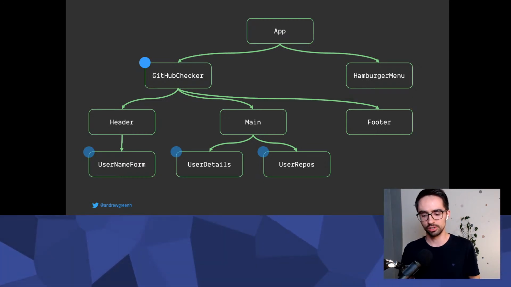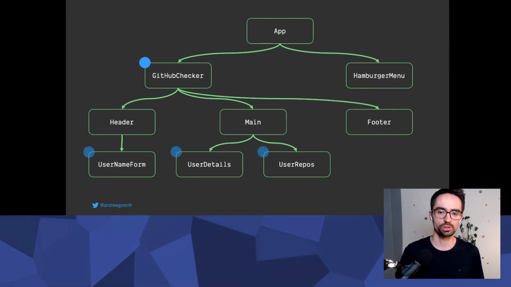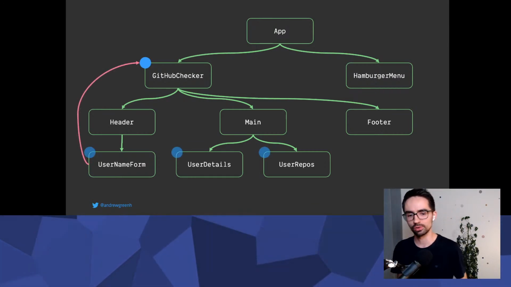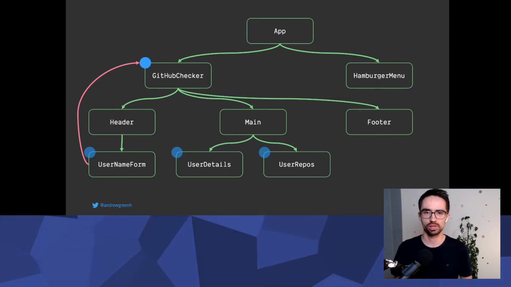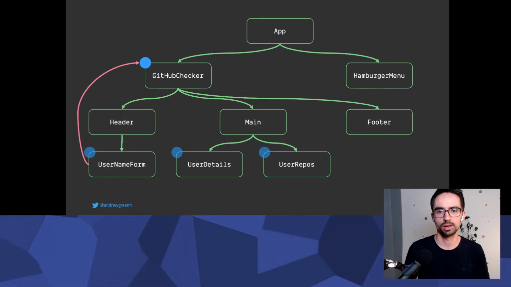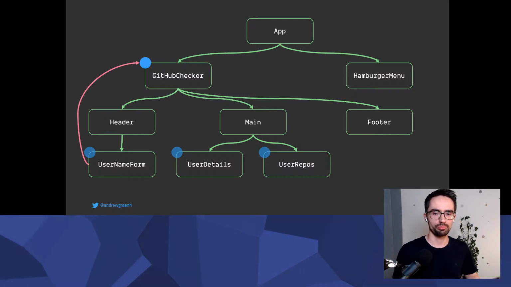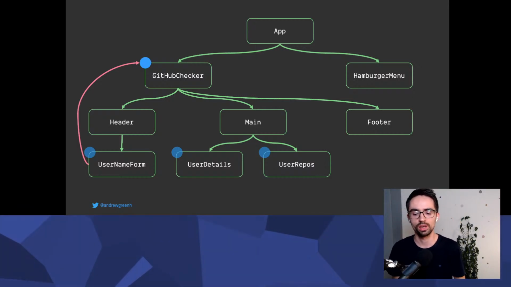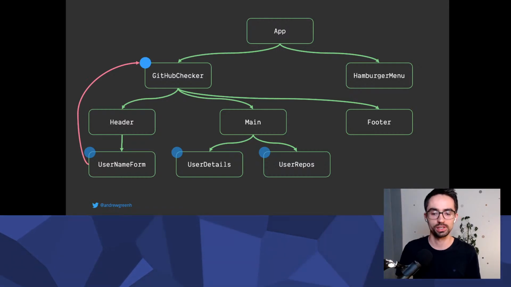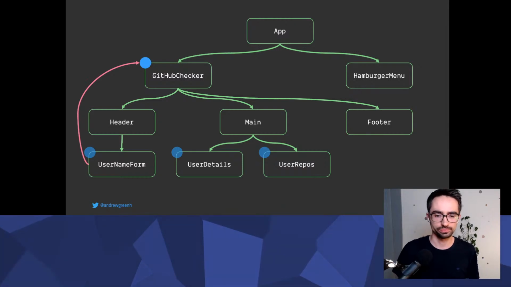So now the definition of the state is living in the GitHub checker component. And whenever we want to change this piece of data from the username form, so we still have this input rendered there, for example, and whenever a user types there, then we update the state in our GitHub checker component and can propagate the changes through our application. And this is where it gets really interesting.